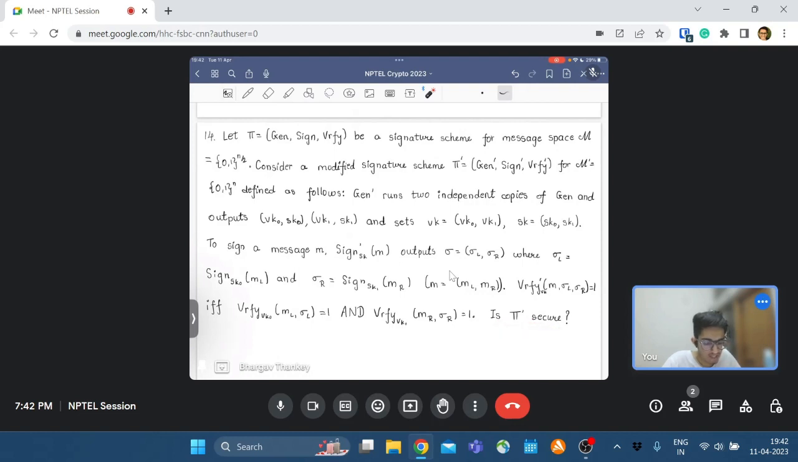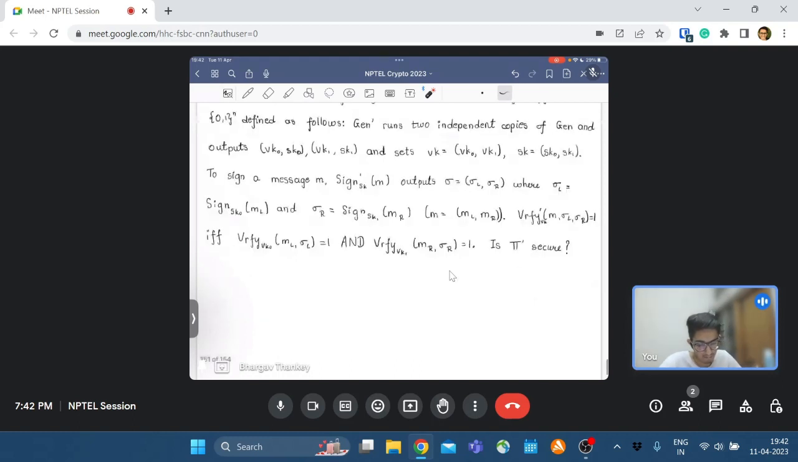So at first sight, it looks like we have replaced or with and, so the scheme should be more secure than the previous scheme. In fact, the attack that we used in the previous question won't work over here. But even this scheme is not secure, and let's see why.